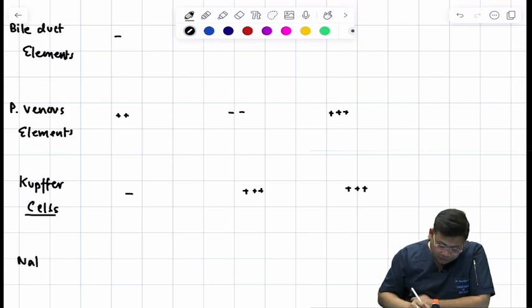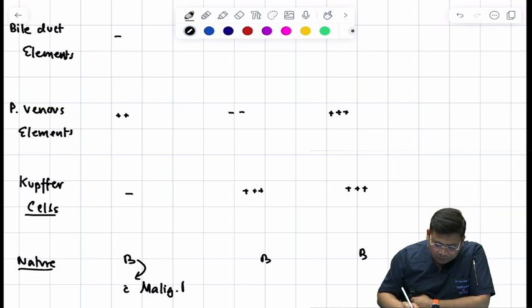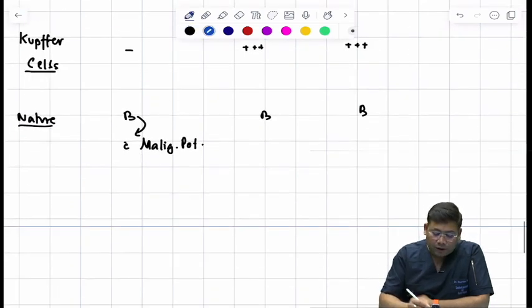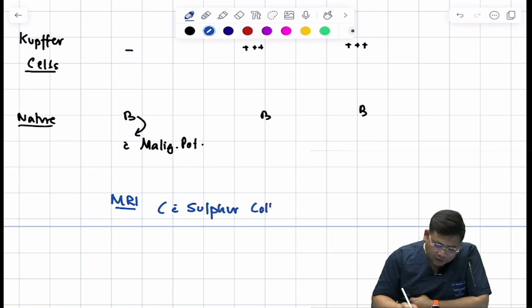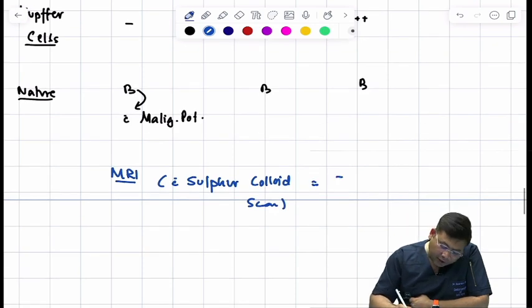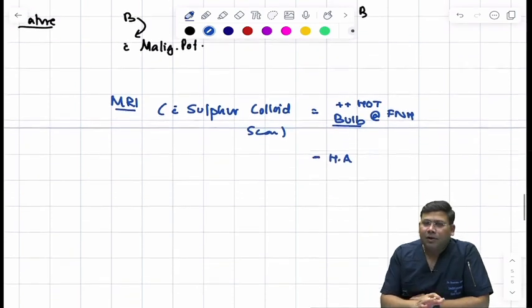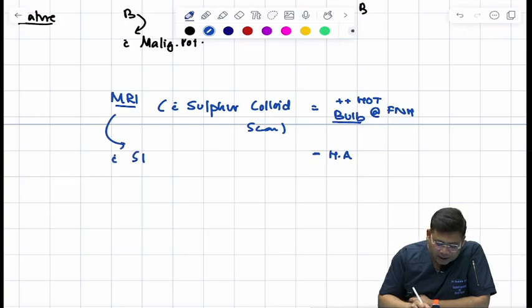Then when we talk about the nature, remember everyone is benign, but yes, this is a benign with what potential? With malignant potential. This is really important. So how do you differentiate? So we go for MRI with sulfur colloid scan, and this sulfur colloid scan is sensitive for the Kupffer cells, and this will show you a hot bulb sign or a hot spot sign for the FNH, and it is negative for hepatic adenoma. बच्चे अगर क्वेश्चन में ये नहीं लिखा होता, so there is MRI with SPIO dye.